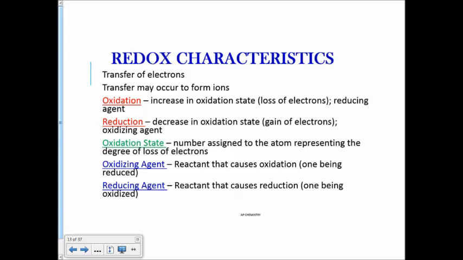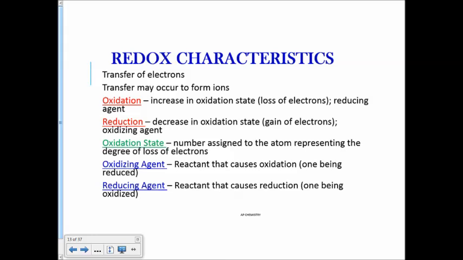And if you remember from last year, the oxidizing agents and the reducing agents are kind of reversed. An oxidizing agent would be the reactant that causes oxidation. So it's actually the one being reduced, because it's taking electrons away from another atom, and by doing so, it's causing the oxidation of that other atom. And vice versa with the reducing agent: the reactant that causes reduction is the one being oxidized.